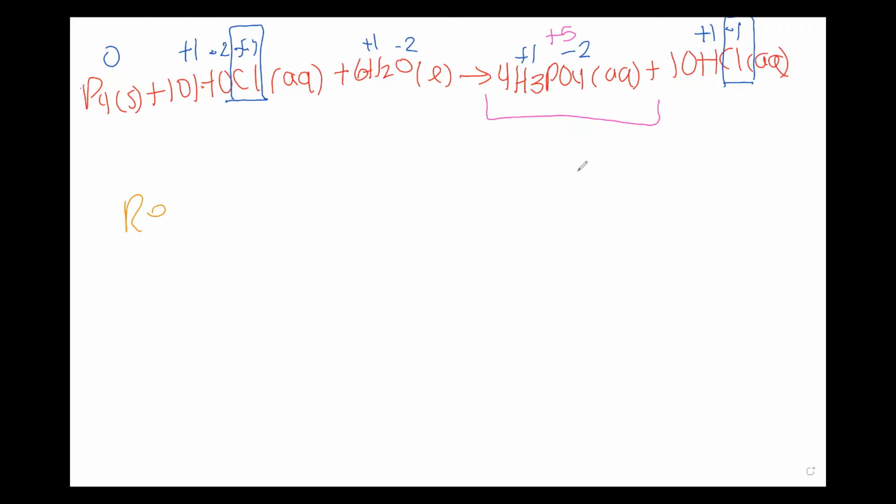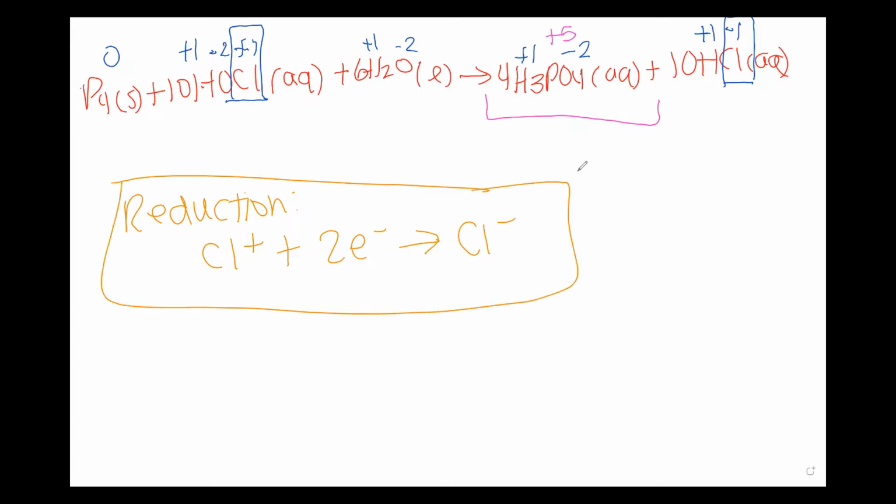Okay, so reduction was Cl plus 2 electrons was Cl minus, okay? And then I'm just rewriting it so that we can see. Oxidation was P4 and then P4 plus 5 electrons.